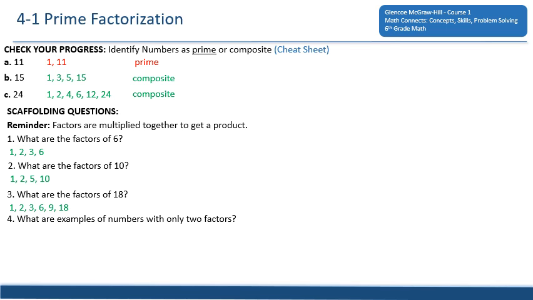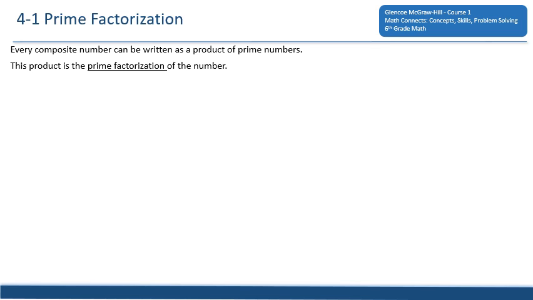What are examples of numbers with only 2 factors? Numbers with only 2 factors are prime numbers. So some examples are 2, 3, 5, 7, and 11. Every composite number can be written as a product of prime numbers. So the product is a prime factorization of the number.